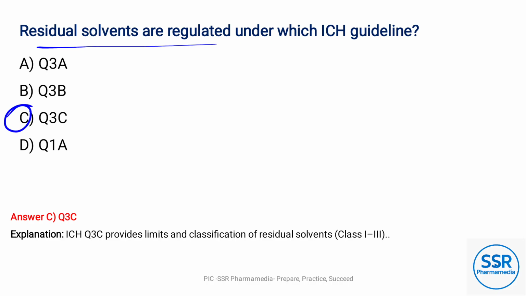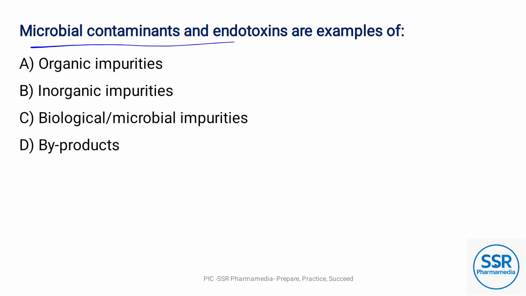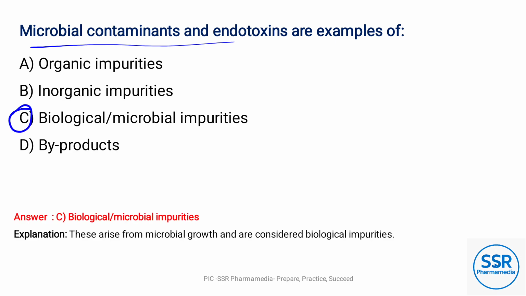So in ICH guidelines, Q3C provides limit and classification of residual solvents. So residual solvent classes from 1 to 3. Microbial contaminants and endotoxins are examples of, option C is the correct answer, biological and microbial impurities. So these arise from microbial growth and are considered biological impurities.